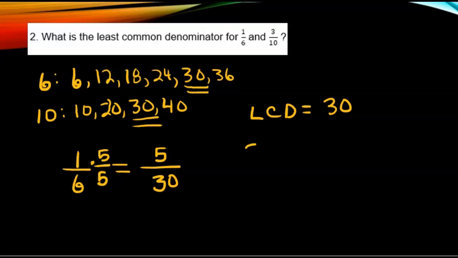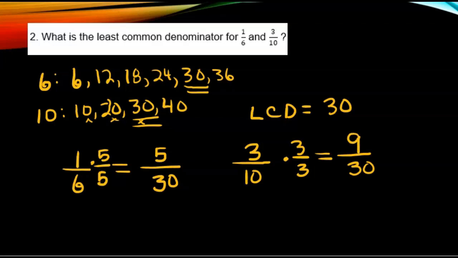What if I wanted to change my 3/10 to an equivalent fraction with the denominator of 30? What would my copycat fraction be? Well, I counted by 10, 1, 2, 3 times. So my copycat fraction would be 3 over 3. I would multiply those together. 3 times 3 is 9, and 3 times 10 is 30. These are my equivalent fractions. They didn't ask you to do that step. They just asked you what the least common denominator is. So that would be 30.